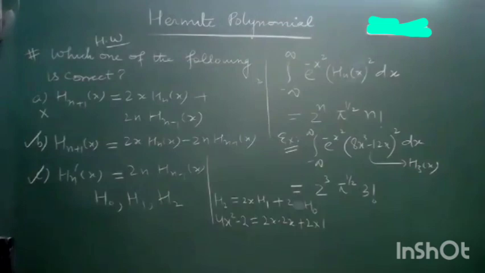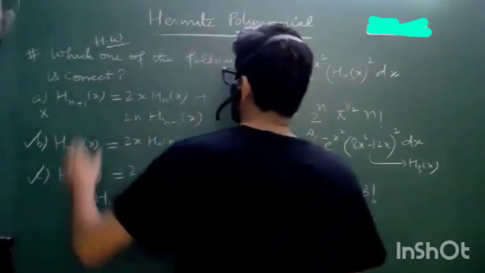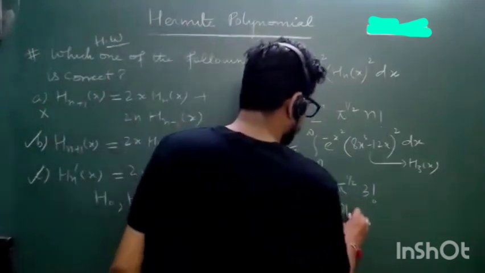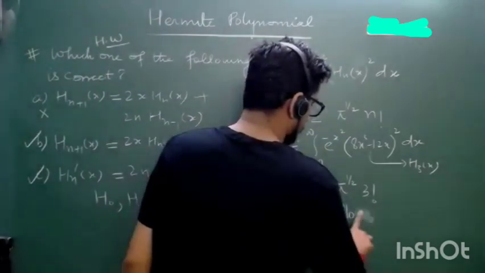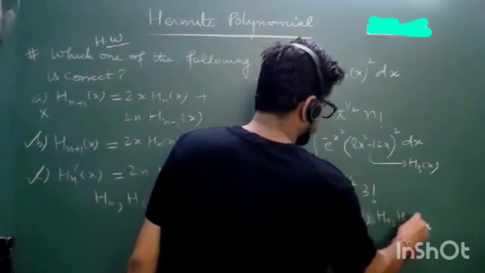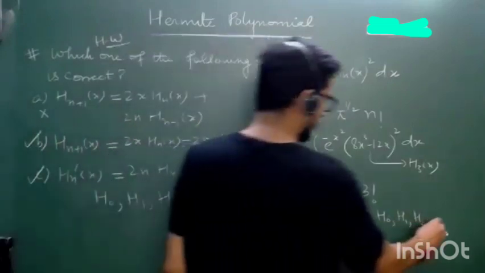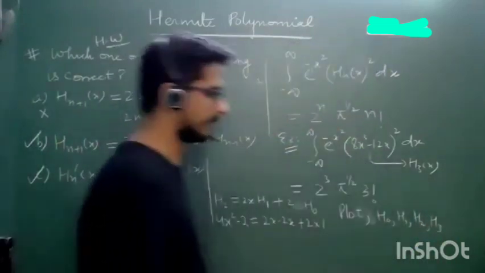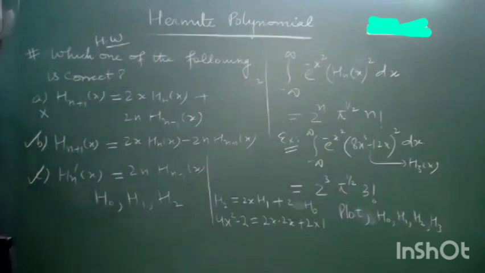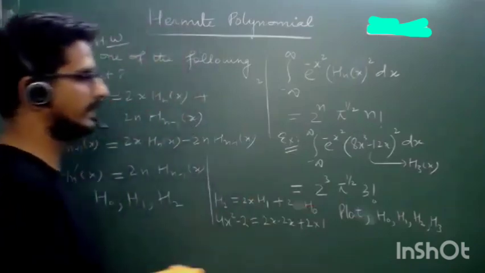Also plot. So do it again and also plot H0, H1, H2, all these polynomials. Okay, H3 also try to plot them. The Hermite polynomials graph. Correct? Will everyone try? This should be in your copy. It will also help in quantum mechanics.